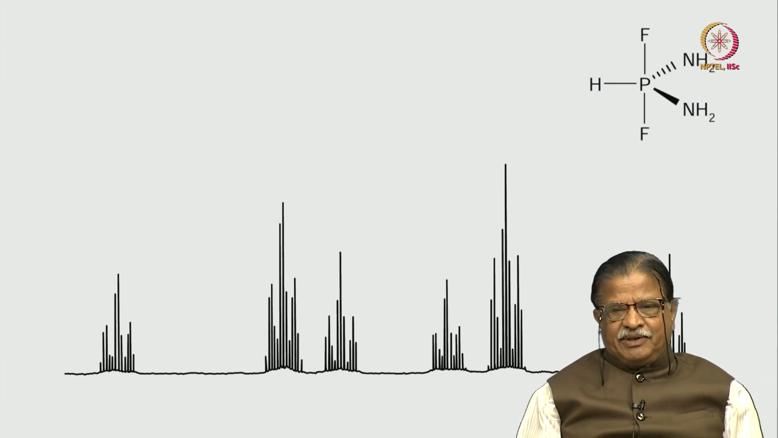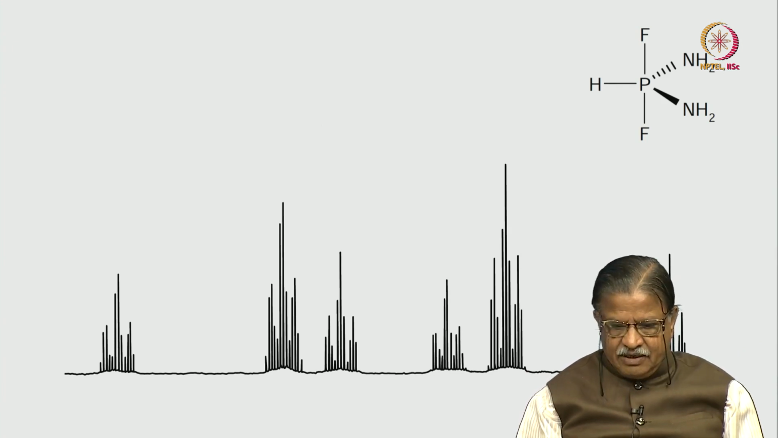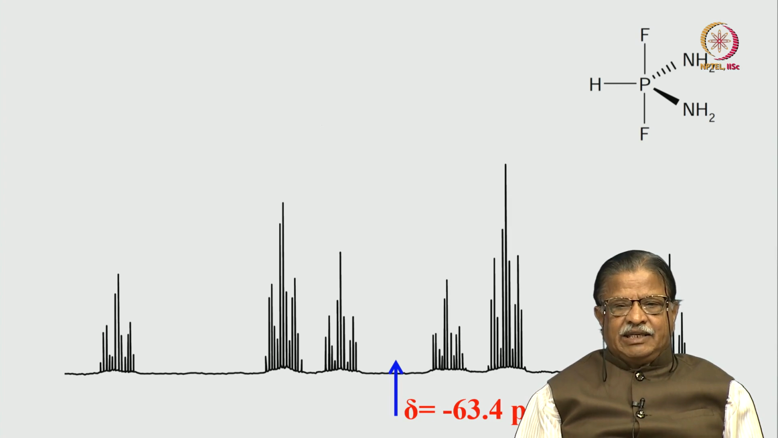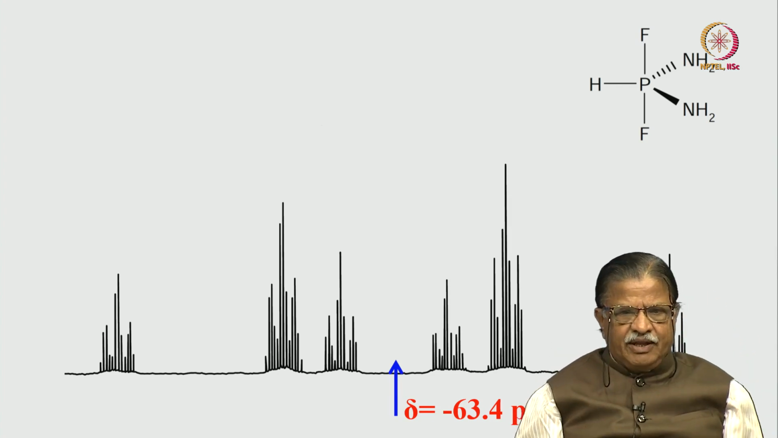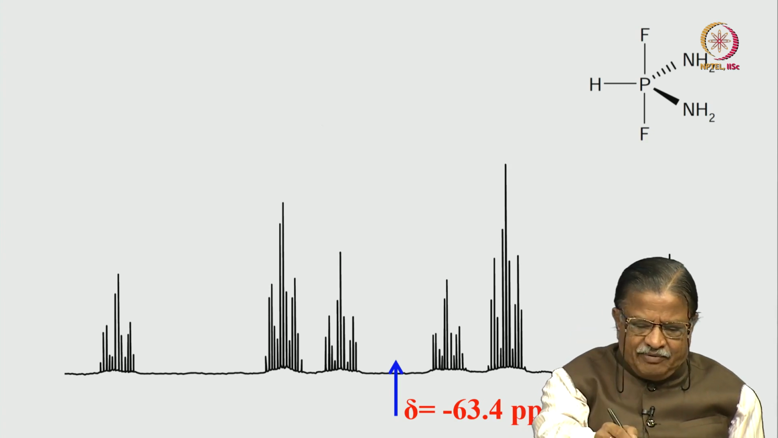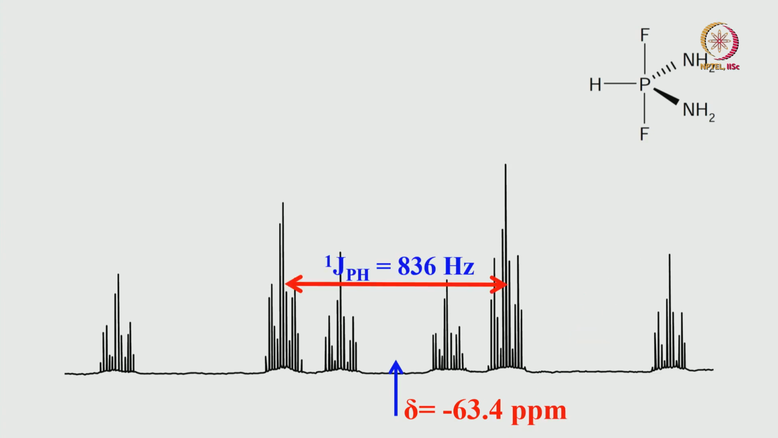How do we get this multiplicity pattern? Can we explain this? First, let us say this is the chemical shift of phosphorus. That is well known. It will always be at the center of the multiplicity. Only a single phosphorus, the center of this multiplicity is the chemical shift. And this is the large separation, a doublet, 836 hertz.